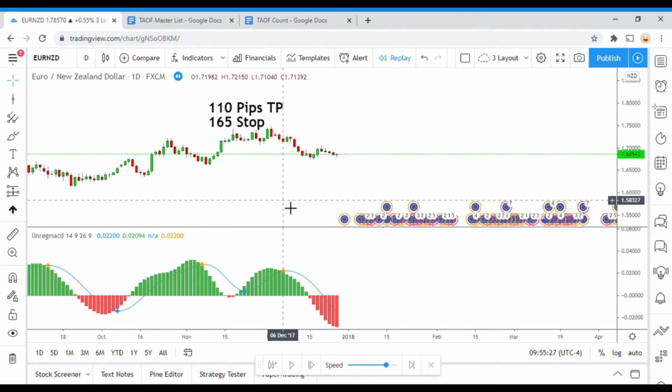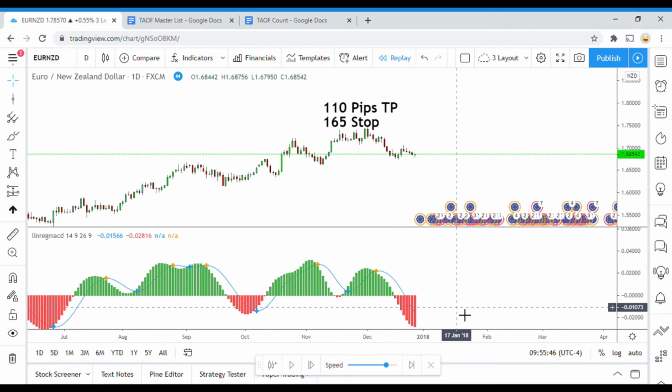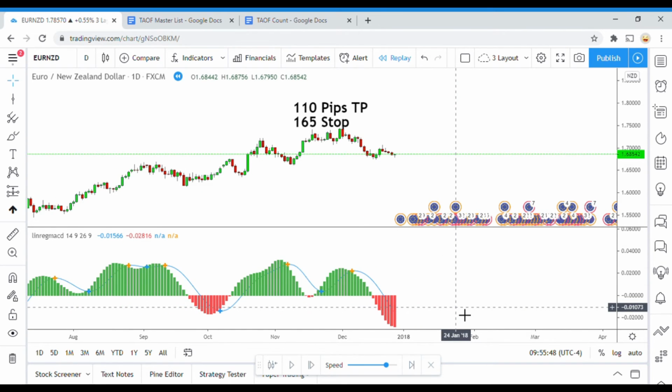Alright, as I said, today's indicator is the linear regression MACD. This is a TradingView user-created indicator, so there will be a link down below in the description to the specific indicator. Basically, it is a linear regression coupled with a MACD, and that's the best way to explain it.